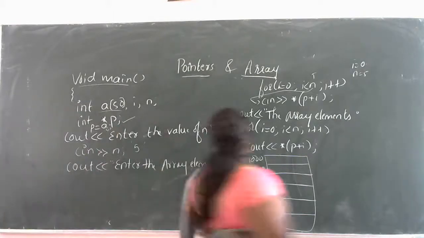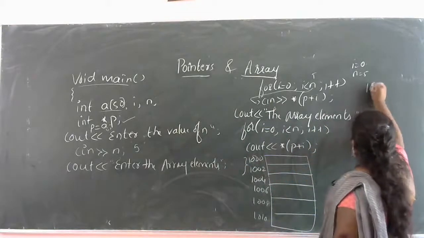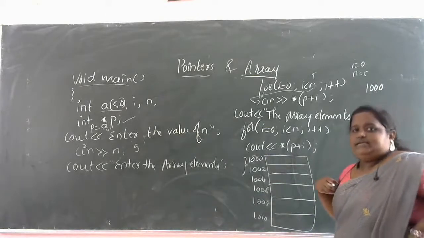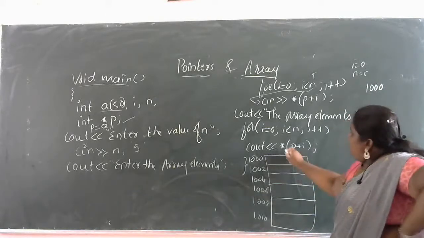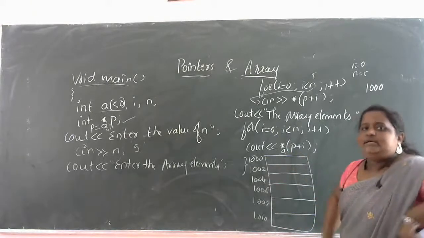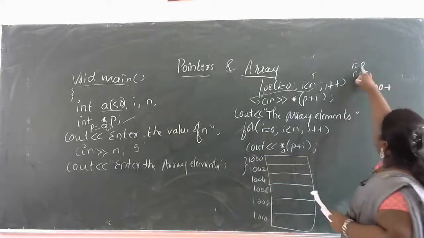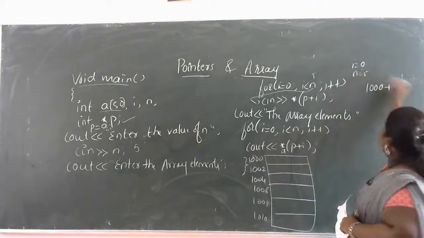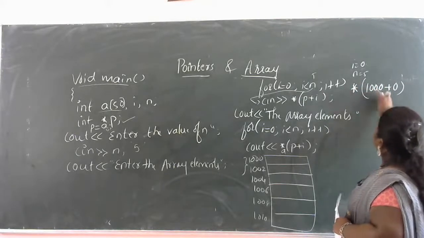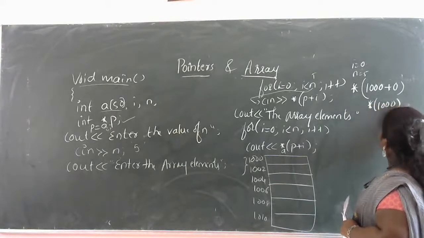What is the value of p? The value of p is 1000. The first array location's address will be stored in it. Next, what is the value of i? 0. So this is star of 1000 plus 0, that is star of 1000.